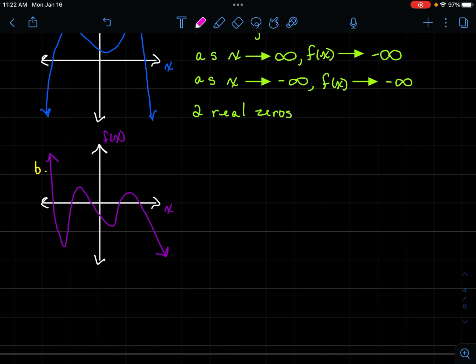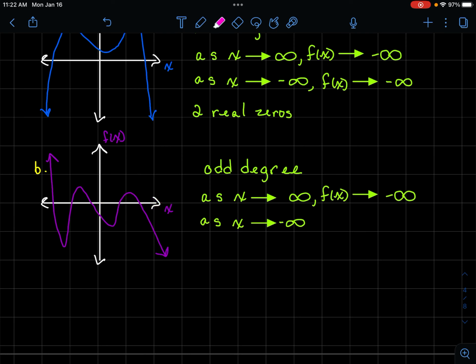Another example. Looking at the graph, where are the arrows going? Are they in the same direction or are they in the opposite direction? We see here the arrows going up on the left, going down on the right, so that is definitely an odd degree polynomial. What is the end behavior? We look to the right as x goes to positive infinity, the arrow is going down, so we go down to negative infinity. Look to the left as x goes to negative infinity, this time the arrow is going up, so that is positive infinity.